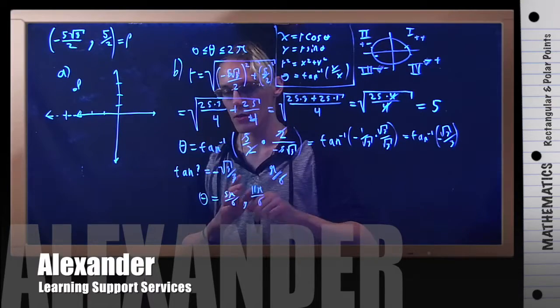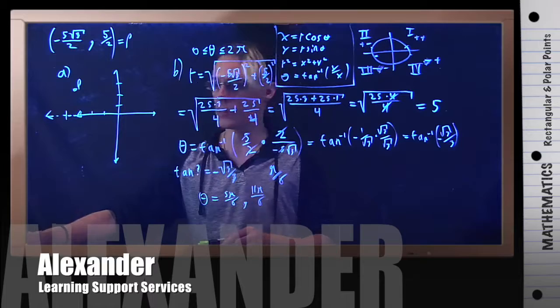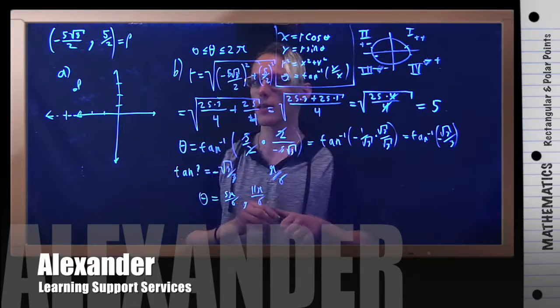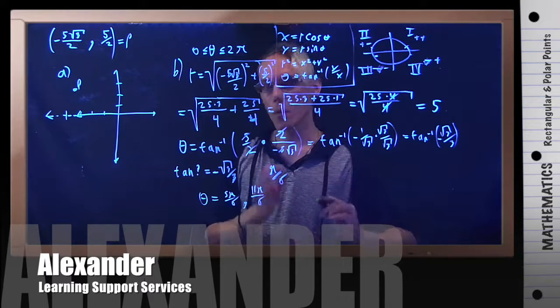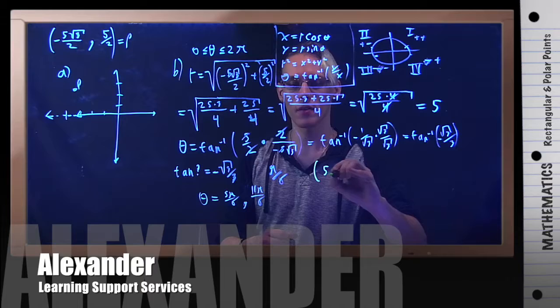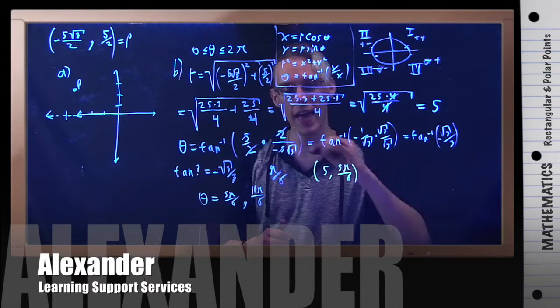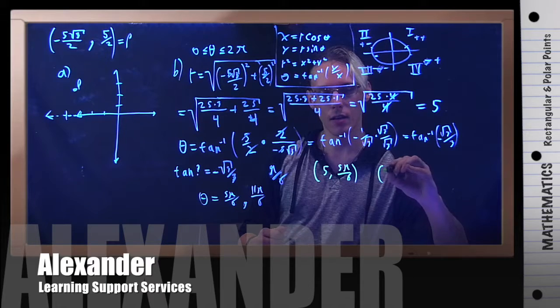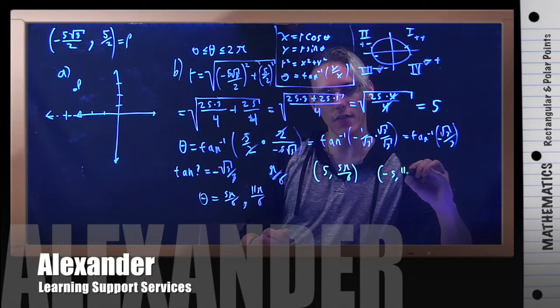Okay, so finally, we can give the answers they wanted. They wanted 2 points where theta is between 0 and 2 pi that map this point in polar coordinates. Well, polar coordinates is always r comma theta, so I'm going to have 5 comma 5 pi over 6, and also negative 5 comma 11 pi over 6.